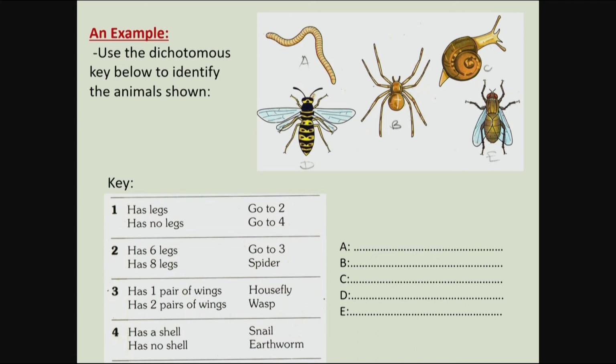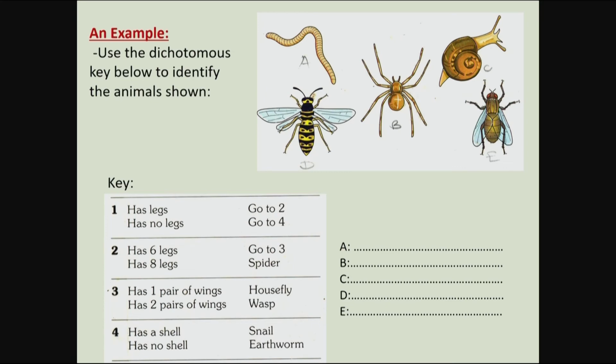Like for instance, let's say we want to classify organism A. We look at the key there. So organism A, does it have legs or no legs? You say it has no legs. We go to step number 4 there. So does it have a shell or no shell? Organism A has no shell. So organism A is actually an earthworm. So for A, you write the name there as earthworm.